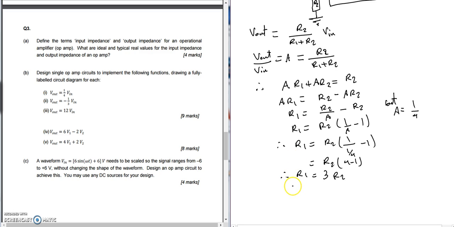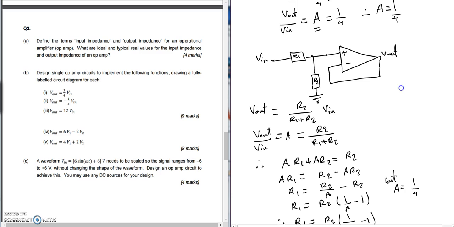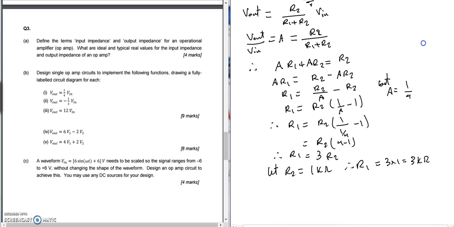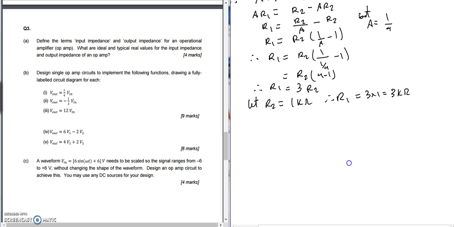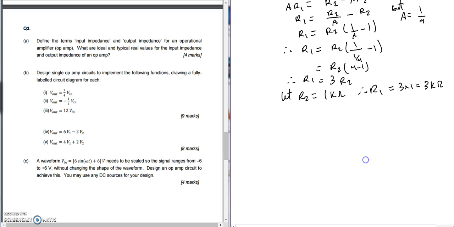So you can select any value of R1 and R2, so let R2 be equal to 1 kilo ohm, therefore R1 is equal to 3 times 1, which is 3 kilo ohms. So going back up, you can just say that this is 1 kilo ohm, 3 kilo ohm, and this is 1 kilo ohm. So that's how you design the amplifier.